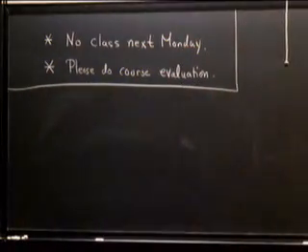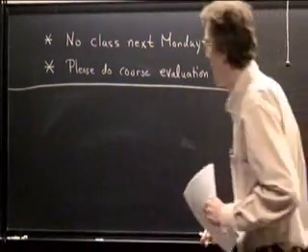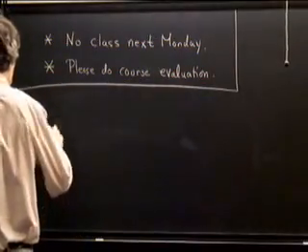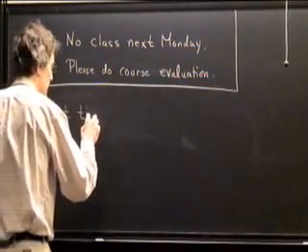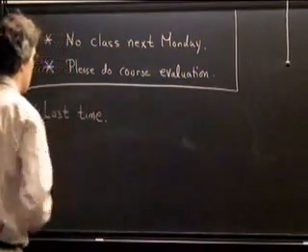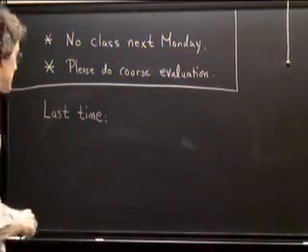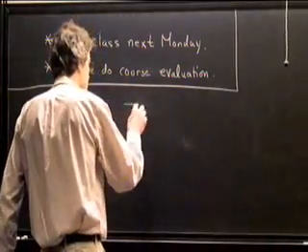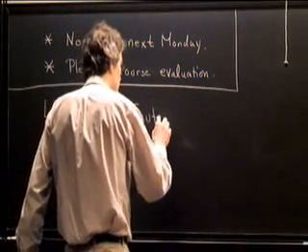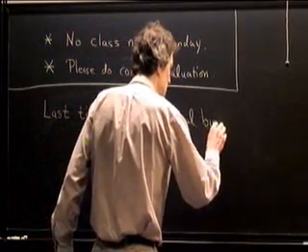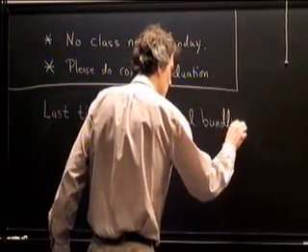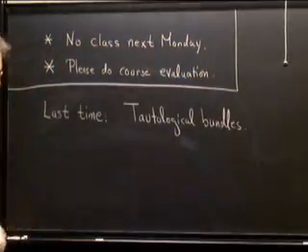So last time, the last two lectures we've been talking about vector bundles, and last time I introduced these tautological bundles, which remember are vector bundles over Grassmannians.